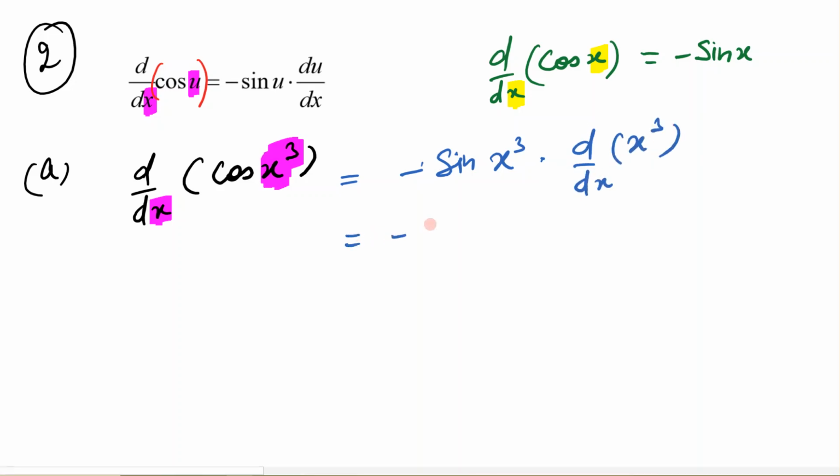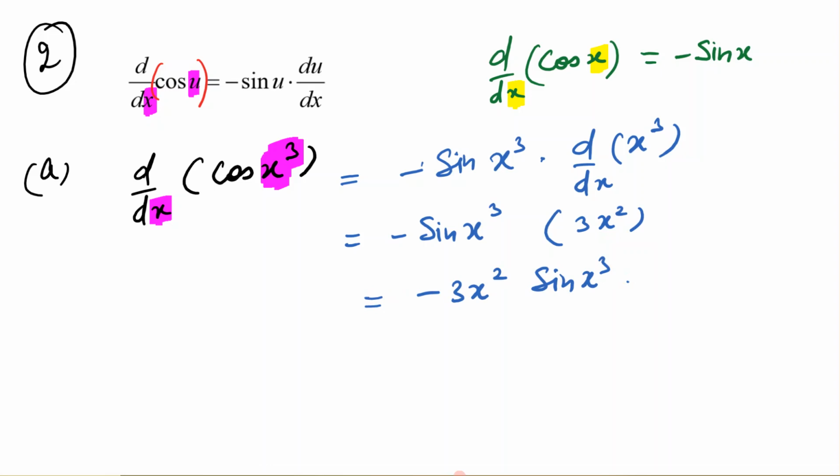And then we notice that the derivative of x cube is 3x squared. So let's bring the polynomial in front. So negative 3x squared sine x cube. So that is our derivative of cosine x cube.